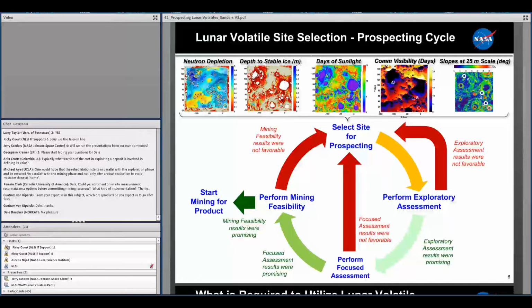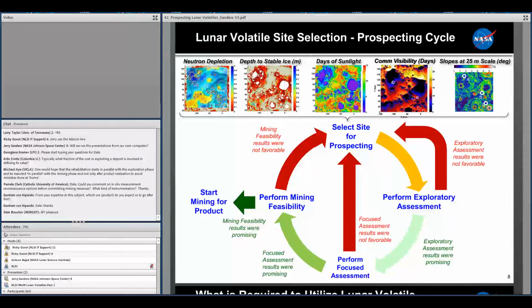So taking another look at terrestrial mining, here's a typical prospecting cycle. For lunar polar volatiles, we've been looking at a number of different orbital data sets: the neutron depletion amounts, what is the depth to stable ice, how long is there sunlight at that location, as well as how much light is at locations nearby that I could set up an outpost to support the mining operation. What kind of comm visibility do we have from Earth? Do I need a satellite for comm, or can I have direct communications to Earth? And what's the type of terrain for landing and setting up operations?